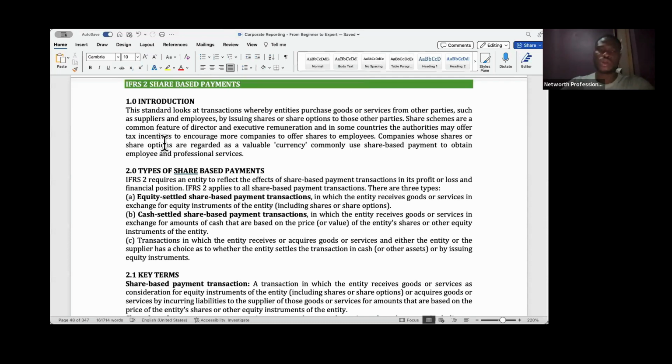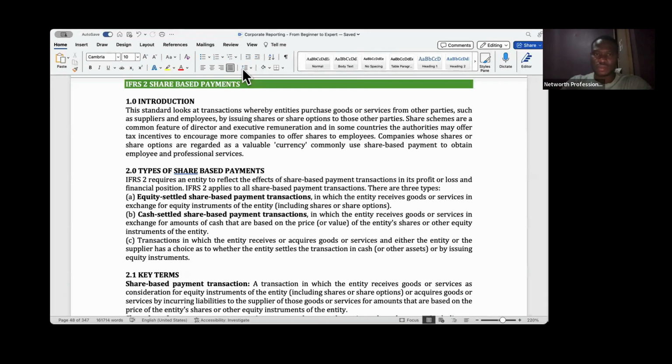And the third one, where the supplier has a choice of settlement. So the supplier or the counterparty can decide that, okay, I want cash or I want shares. So he will decide what he wants. So that one is equity or cash. And the ultimate decision maker in that third scenario is the counterparty or the seller. The person that is selling the goods to the entity is the one that will decide. So even the entity itself does not know what the person would choose. We'll look at it today.